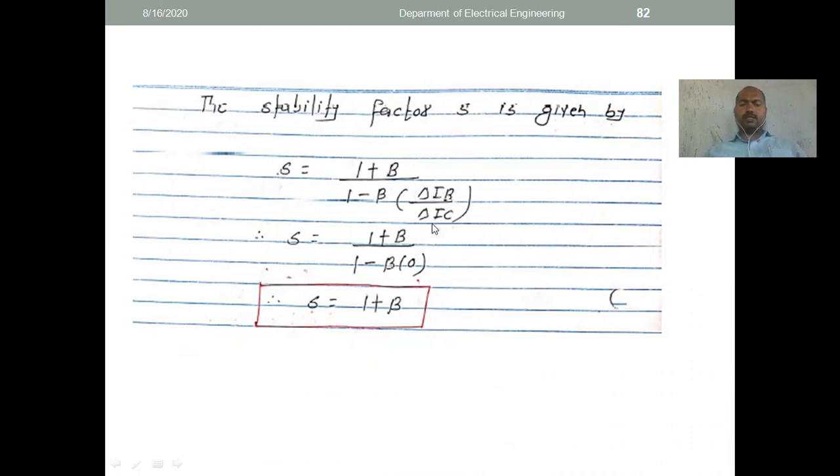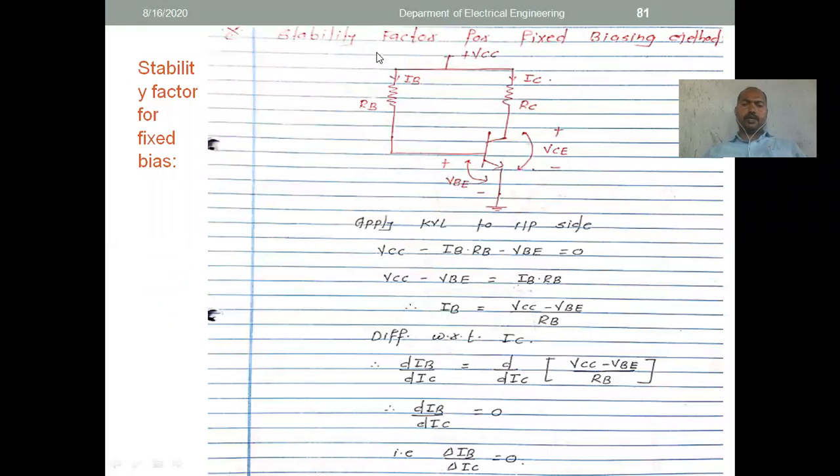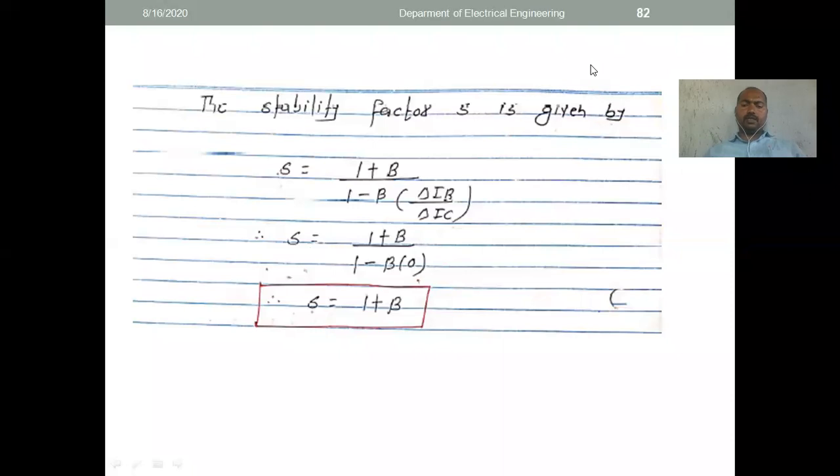We know that it is 0. So 1 plus beta divided by 1 minus beta into 0. Beta into 0 is 0, 1 minus 0 is 1. So 1 plus beta divided by 1 is 1 plus beta only. So the stability factor for this type of configuration, the fixed bias configuration, is S equal to 1 plus beta, right?